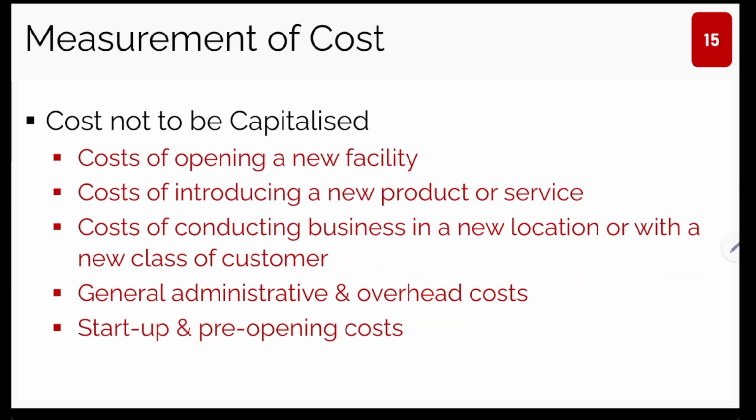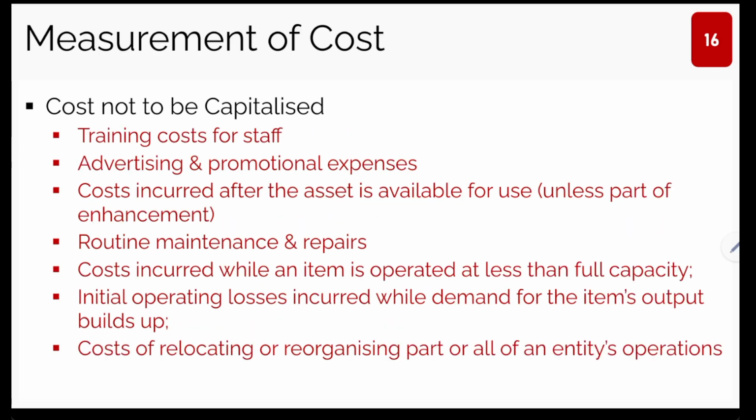Now the following costs should not be capitalized. So when you see them, you avoid them. The cost of opening a new facility, no. Cost of introducing a new product, no. Cost of conducting business in a new location, no. General admin overhead cost, no. Startup pre-opening cost, no. So the question is, where do the costs go? You expense them. That means these are normal costs that should be expensed and not included as part of the cost of the asset.